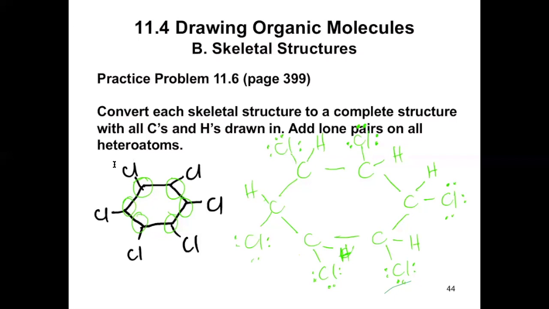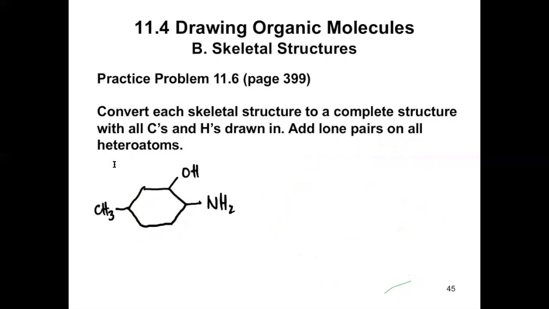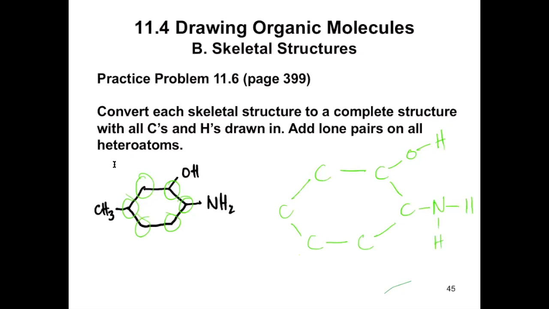And then, another example is this one. So, convert each skeletal structure into a complete structure. Ilan uli yung carbon? Edi 1, 2, 3, 4, 5, 6. So, 6 carbon atoms. And then, yun naman ang heteroatom. So, ibond dito yung oxygen na nakabond sa hydrogen. Tapos, ito nakabond sa nitrogen at dalawang hydrogen. And then, this one ay nakabond sa CH3.